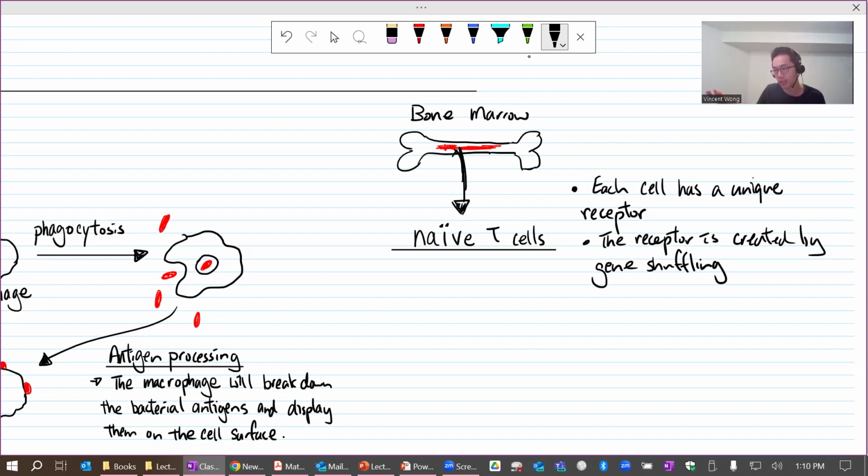Because the receptors are proteins, right? Okay, they're membrane proteins, which are coded by the genes. So, you take different set of genes, you end up getting different shaped receptors.